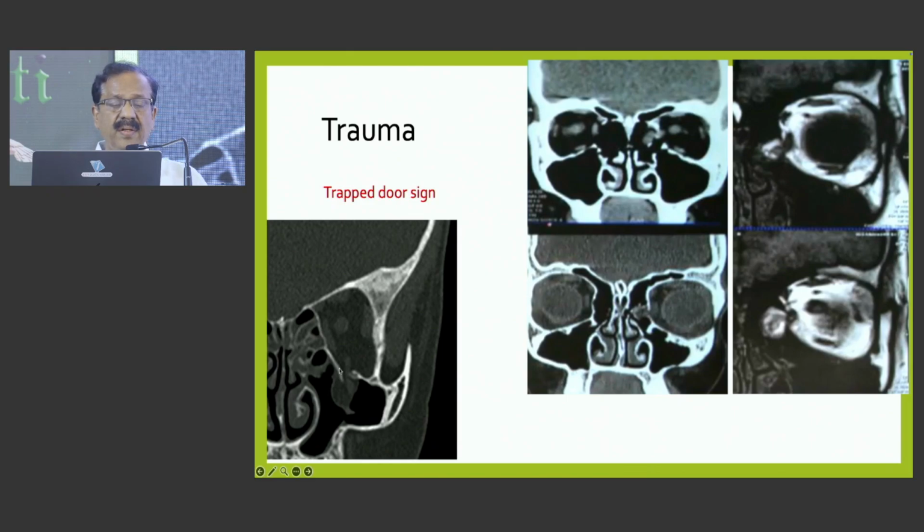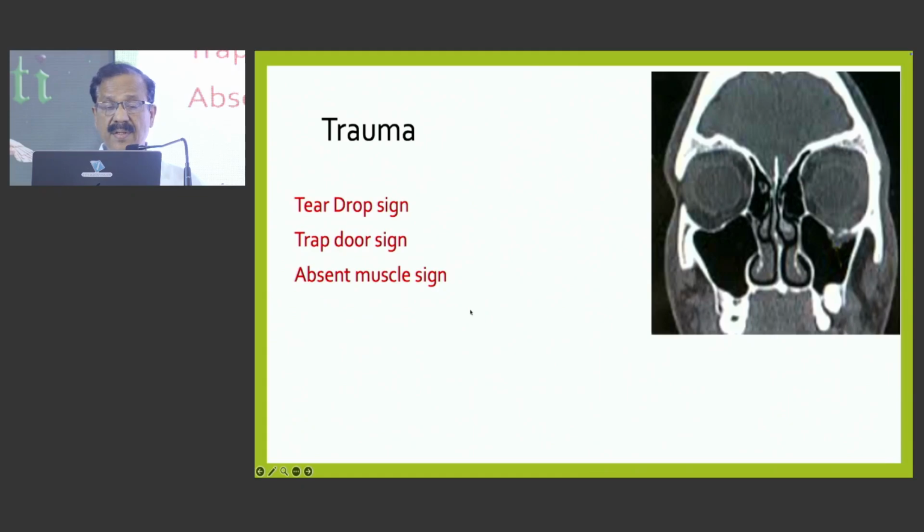Trapdoor sign. Here, at the time of the fracture, the orbital contents are allowed to herniate down, and the bone then goes back to its original place so that it acts as a trapdoor. Here, the medial wall of the orbit is fractured and trapdoor sign is seen. Same patient. Similar case in MRI. This is the trapdoor, the herniated contents.